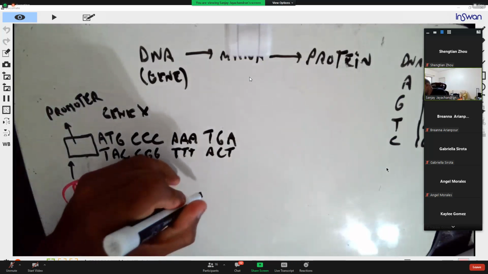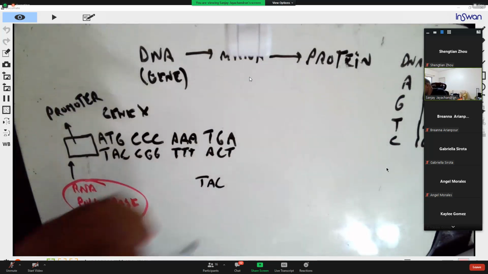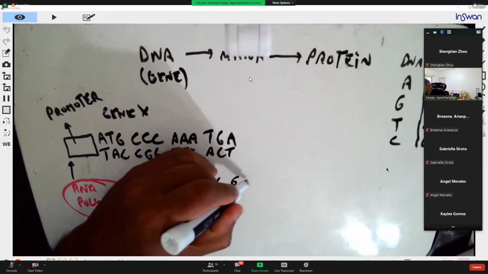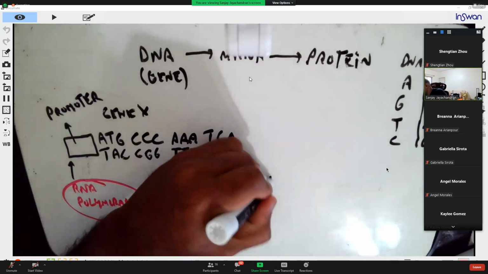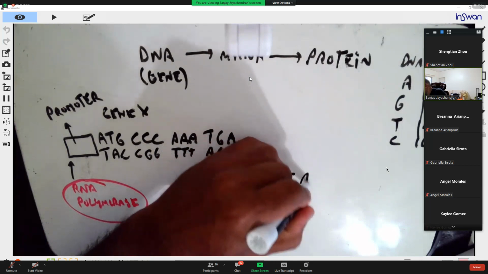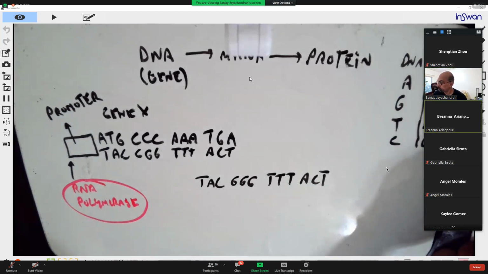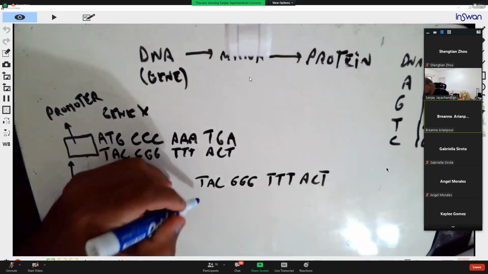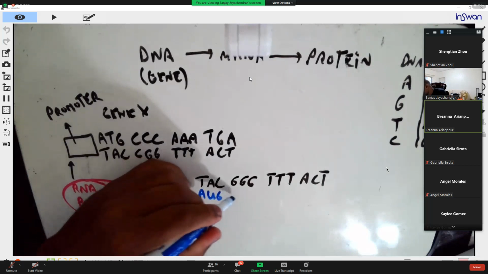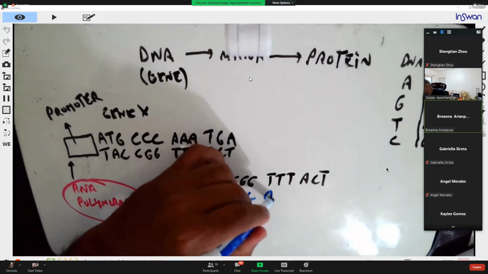Okay, so let's assume it does that. So we have TAC, GGG, TTT, ACT. What would be the RNA strand it makes off of this DNA? Can somebody give me the... AUGCCCAAAUGA.